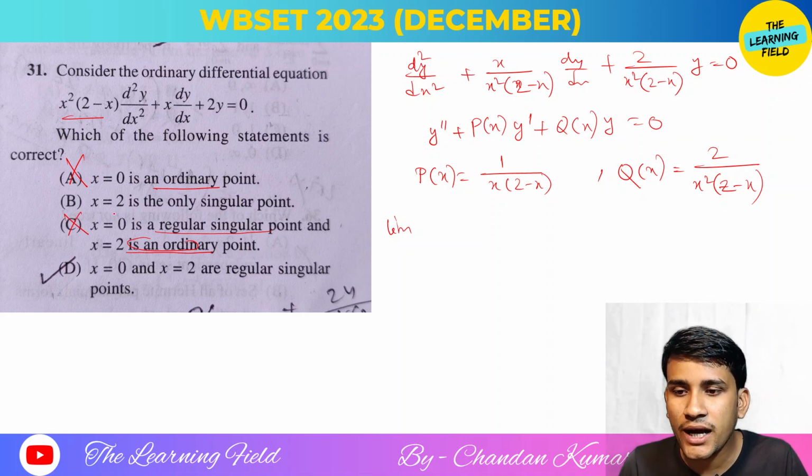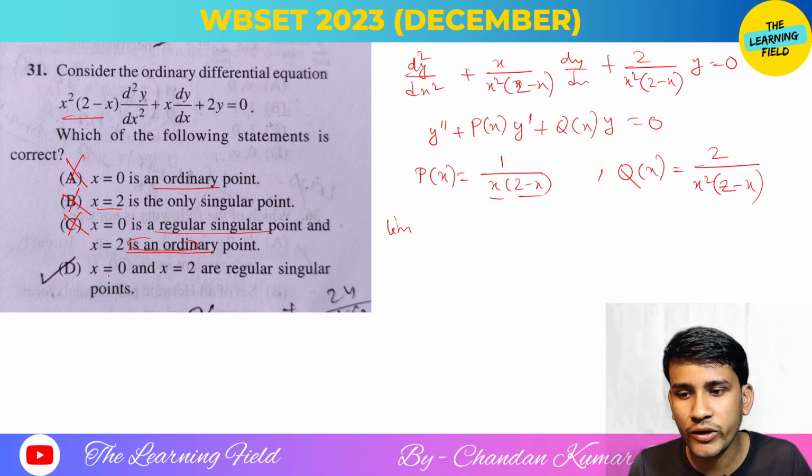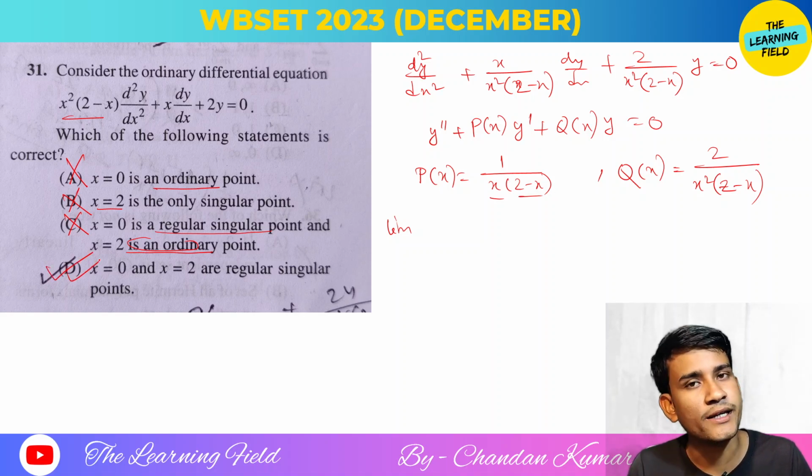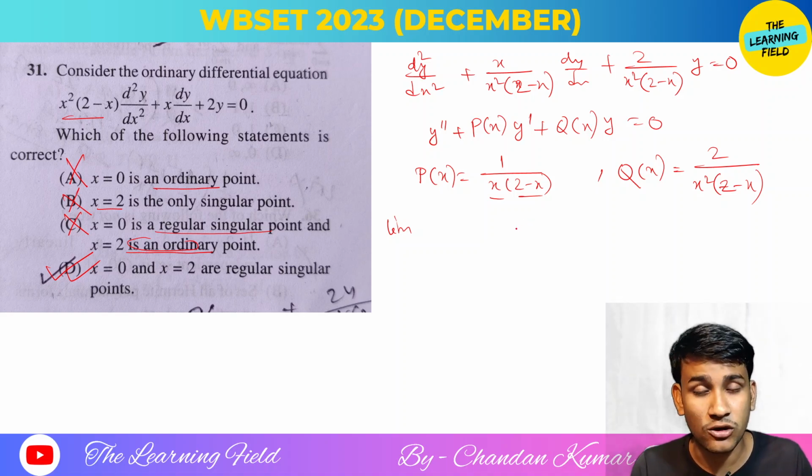Option B says x equal to 2 is the only singular point. This is also discarded because x equal to 0 and 2 both are singular points. So option D is the remaining answer: 0 and 2 are regular singular points. So you don't have to solve this problem to answer it.